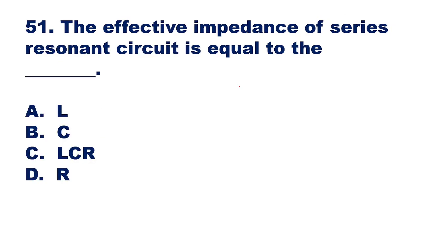The effective impedance of series resonance circuit is equal to how much? Now we know that in series resonance circuit, the reactance of the inductor and capacitance will be equal and opposite. They will get cancelled out. So for series resonance circuit, the effective impedance will be the resistance R itself. So only R remains in the circuit. So here option D will be the right answer. That is, the effective impedance of series resonance circuit is equal to the resistance R. So here you can see option D, R, is the correct answer. Then we'll go to the next question.